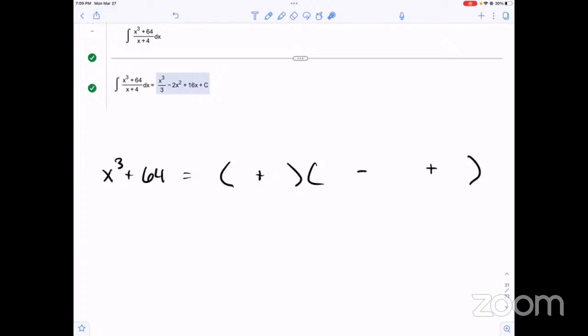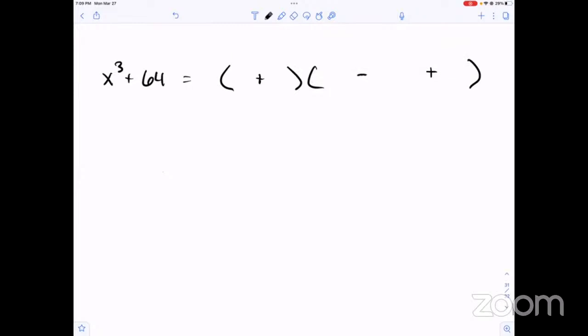So this is sum of cubes, right? So then this I rewrite in the following way: x and 4, x and 4, x and 4. Because x cubed is x times x times x, and 64 is 4 times 4 times 4, right?